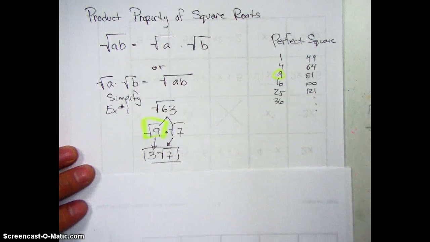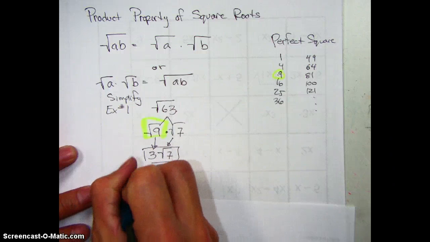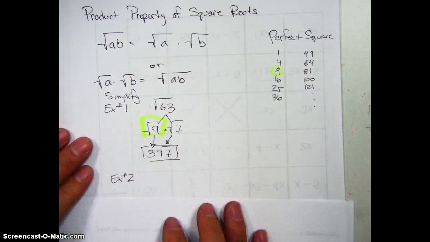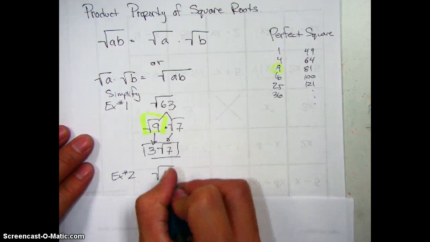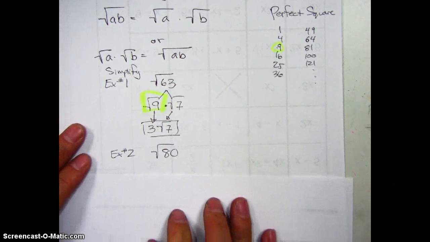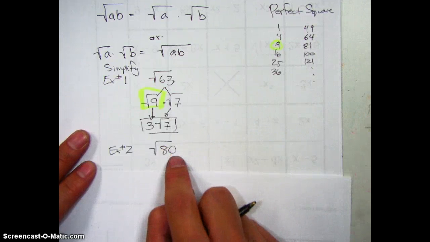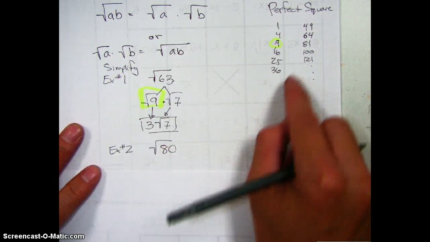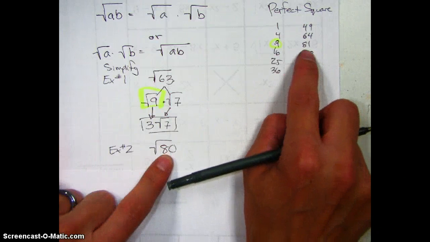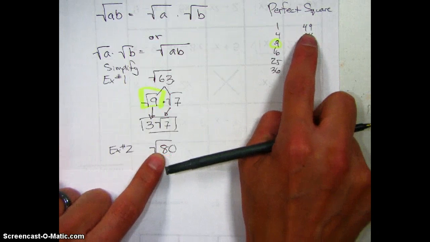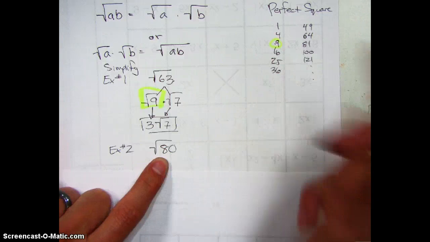Okay. All right, let's try another example out. Example number 2. Let's try something like the square root of 80. All right, so once again, I'm thinking of which one of these numbers here that 80 is the product of, right? So I'm thinking, let's see, 81, that's too big. 64 is not going to work. 49, probably not.